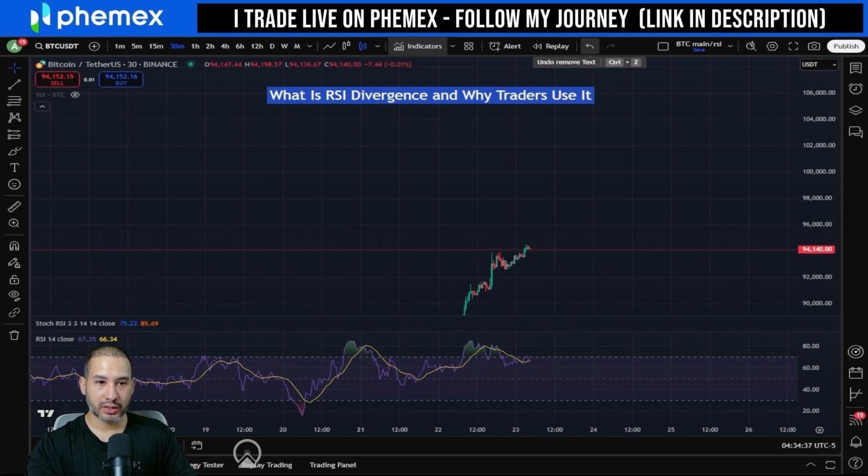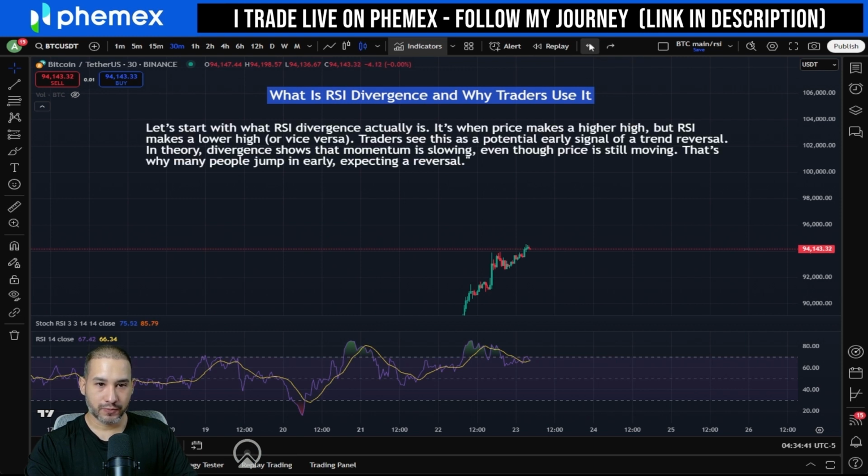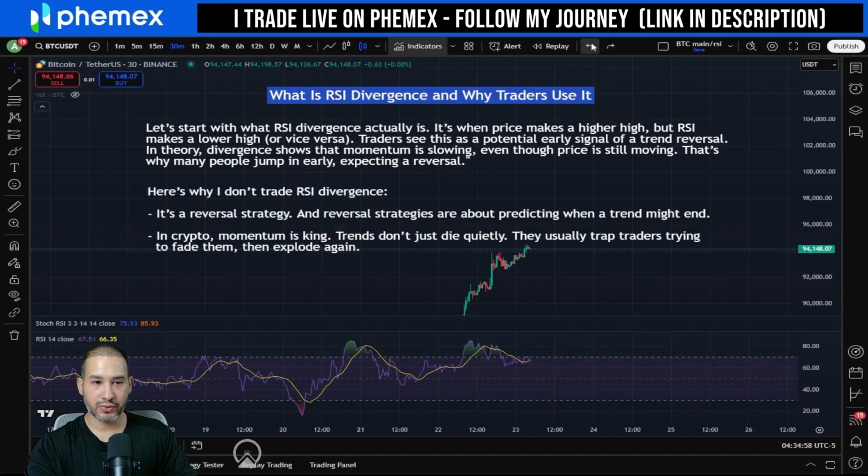All right, next we're going to talk about what RSI divergence is and why traders use it. It's when price makes a higher high, but RSI makes a lower high, or vice versa. Traders see this as a potential early signal of a trend reversal. In theory, divergence shows that momentum is slowing, even though price is still moving. That's why many people jump in early expecting a reversal.